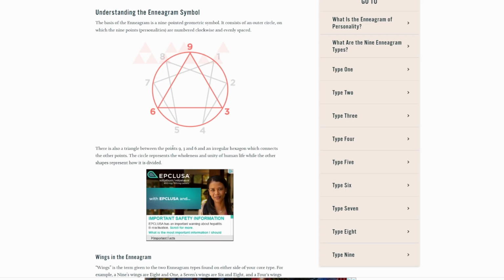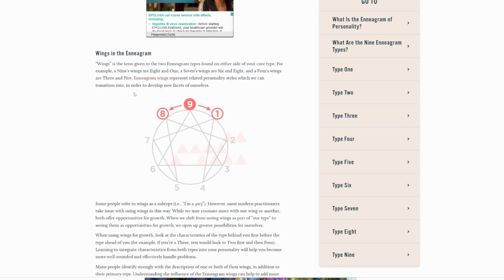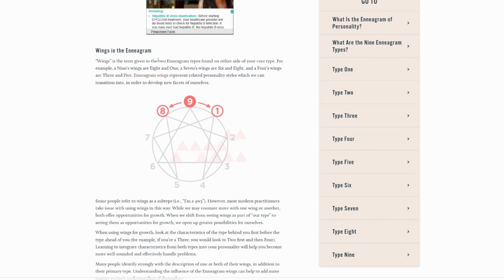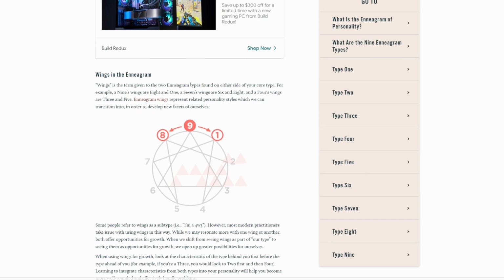So there's a triangle between points 9, 6, and 3. An irregular hexagon connects the other points. The circle represents the wholeness and unity of human life. All the other shapes represent how it is divided. Wings in the Enneagram: wings is the term for the 2 Enneagram types on either side of your core type. 9's wings are 8 and 1. 7's wings are 6 and 8. Oh, I see. So that's my type. My wings are 8 or 6. Alright, that's pretty simple so far.